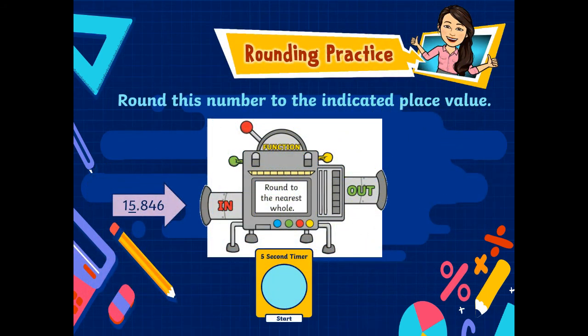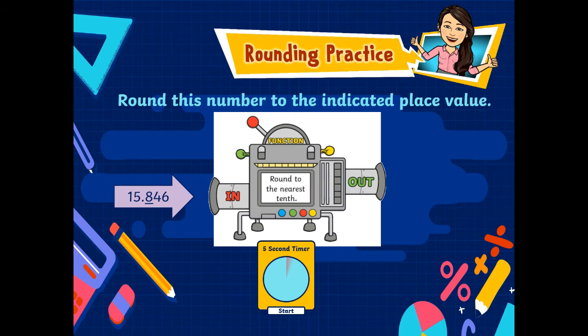Let us have this rounding practice. See if you can round a given number to the indicated place value. Round 15.846 to the nearest whole number. The rounded number is 16. Did you get the same answer? Great! How about rounding the same given number to the nearest tenths? The answer is 15 and 8 tenths.